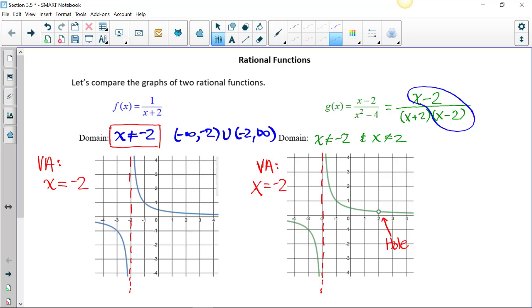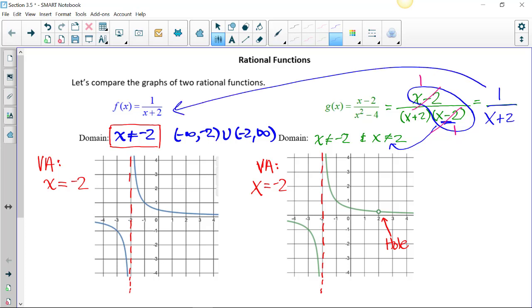x minus 2 is the factor that produces this discontinuity at 2. So why is it removable? Because I can divide that out of the numerator and the denominator, and it is gone. I have now created a function, 1 over x plus 2, that is continuous at 2, which is over here.